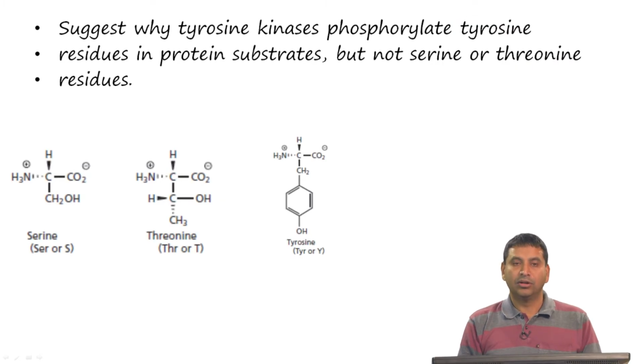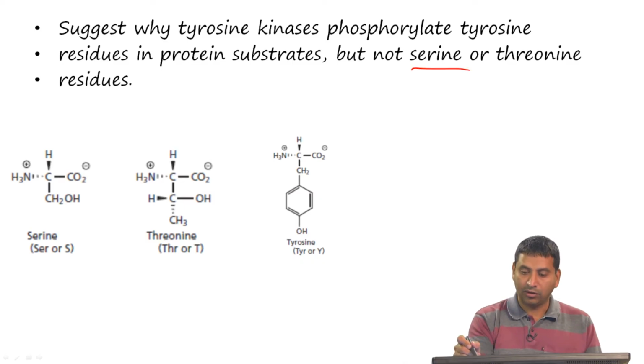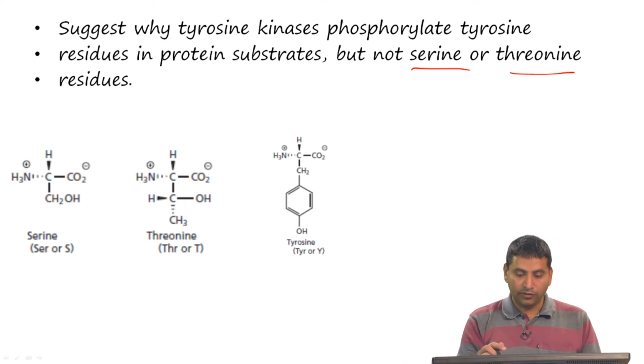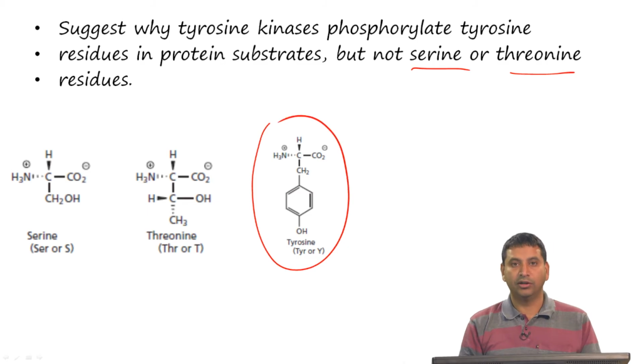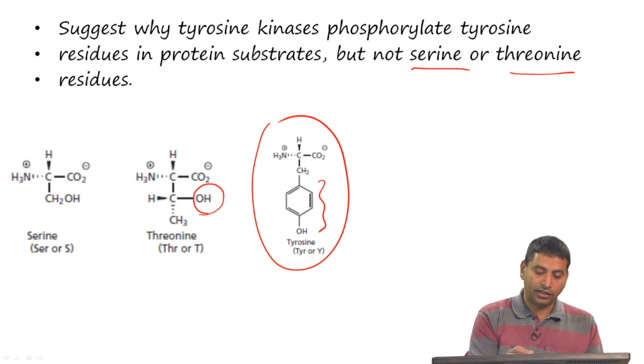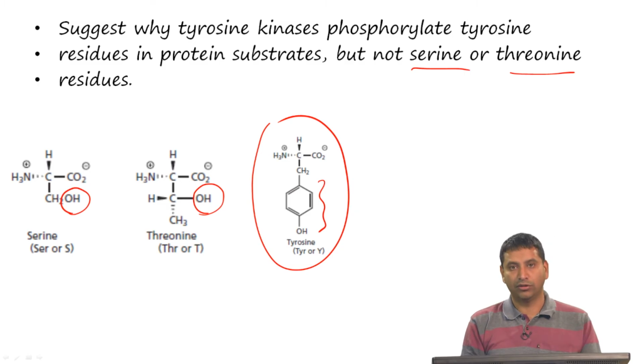Okay. So, the next question is, suggest why tyrosine kinases phosphorylate tyrosine residues in protein substrates, but not serine or threonine. Okay. So, the structure of tyrosine is shown here, which we are already quite familiar with. It has a phenol ring in this molecule, and the question is that this phosphorylation occurs specifically with tyrosine, and if you see here that serine and threonine both have a hydroxyl group which is very similar to tyrosine, and they both can in principle be phosphorylated. But what happens in this particular example is that tyrosine kinases are very selective. So, the question is, what is the origin of selectivity?